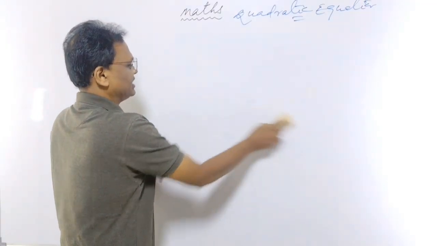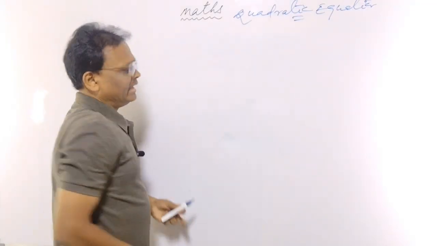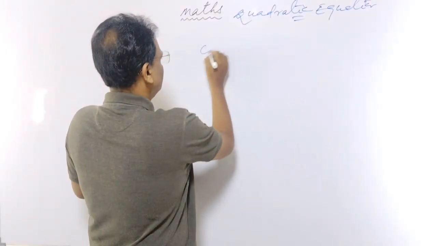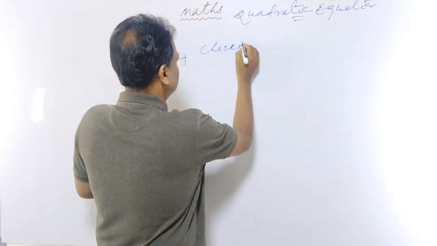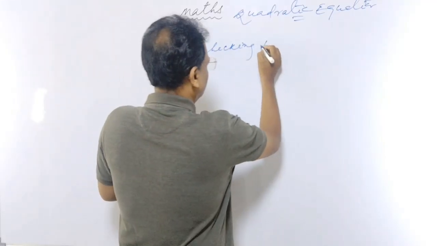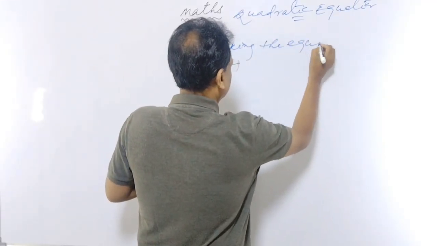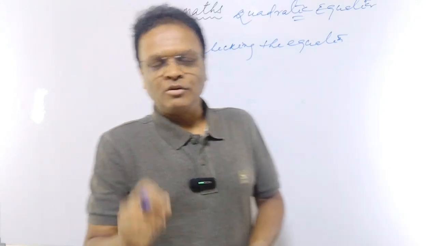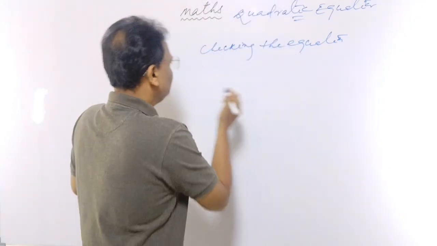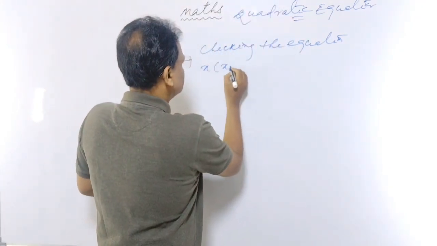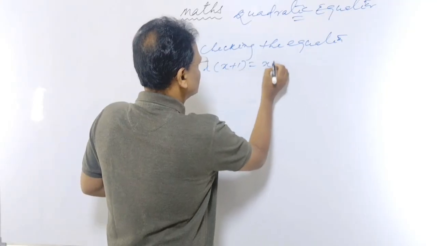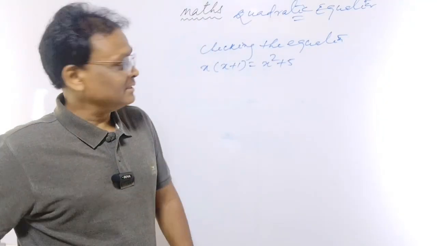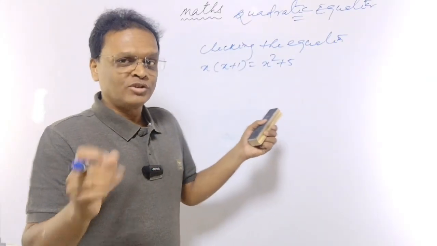Now, how to check whether an equation is a quadratic equation or not? Let's discuss checking an equation. How to check whether the given equation is a quadratic equation or not? If it is given x into x plus 1 is equal to x square plus 5, let me check whether this equation is a quadratic equation or not.